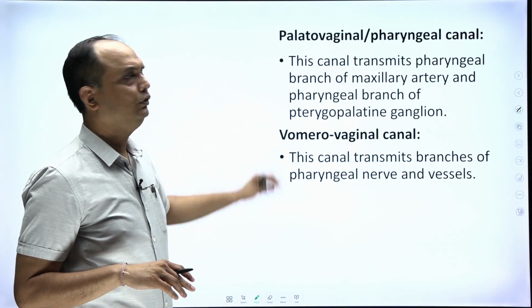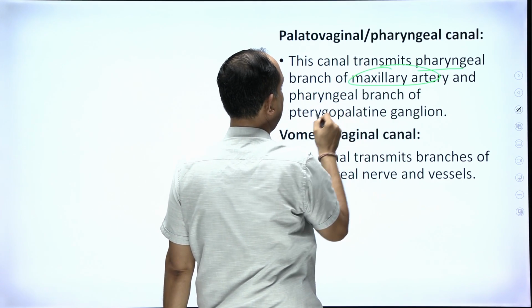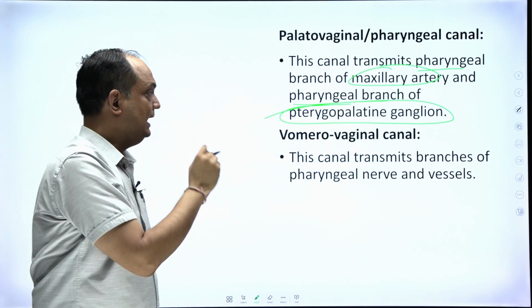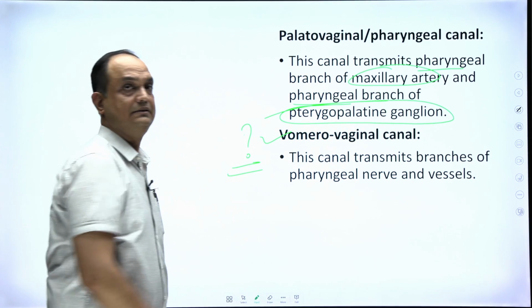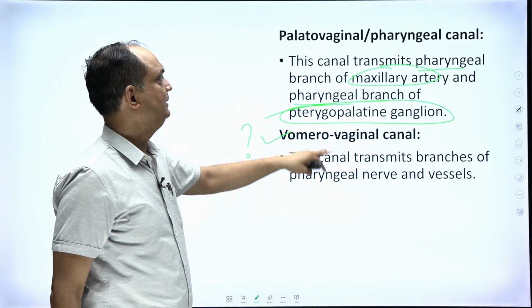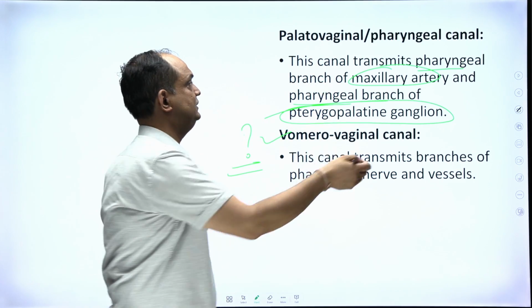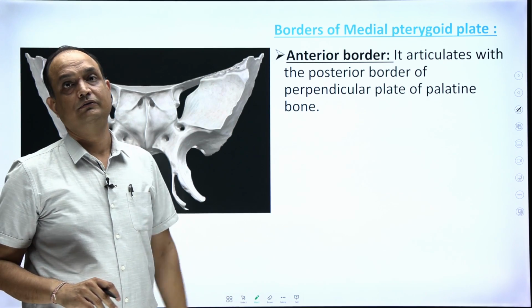Now, what are the contents? It transmits the pharyngeal branch of the maxillary artery and the pharyngeal branches of the pterygopalatine ganglion. And for the vomerovaginal canal, I told you that its presence is not always constant. If it is present, then it transmits either the pharyngeal branches or the branches of this pharyngeal branch. Clear?